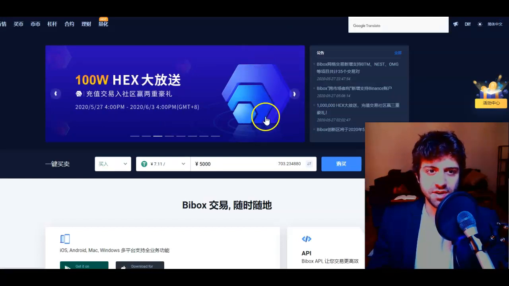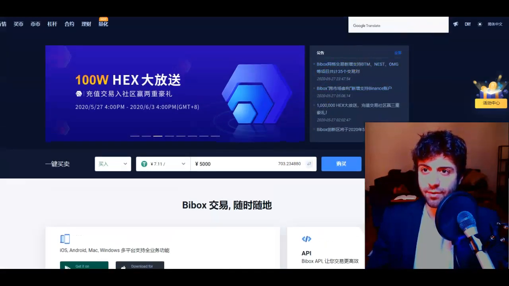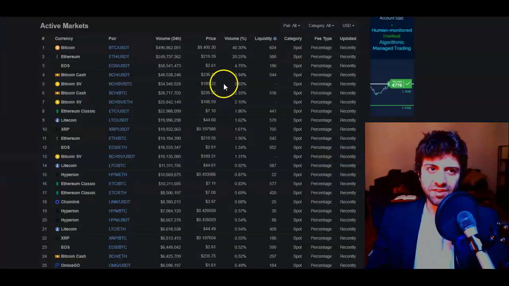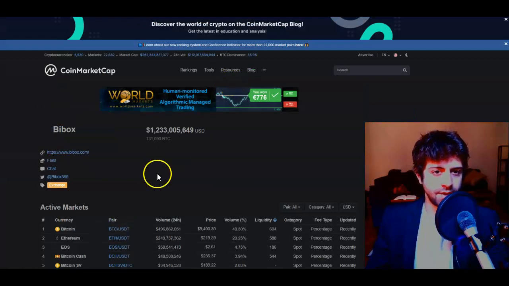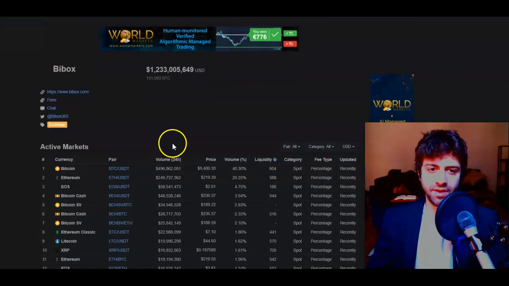This looks to be a Chinese exchange, and it was listed at some point today. If you're Chinese, go check it out. I'm not going to be trading on here, but it seems pretty cool. Let's take a look on CoinMarketCap, and it seems that they do over $1 billion of USD volume per day. So pretty significant, guys, in terms of overall volume ranking.